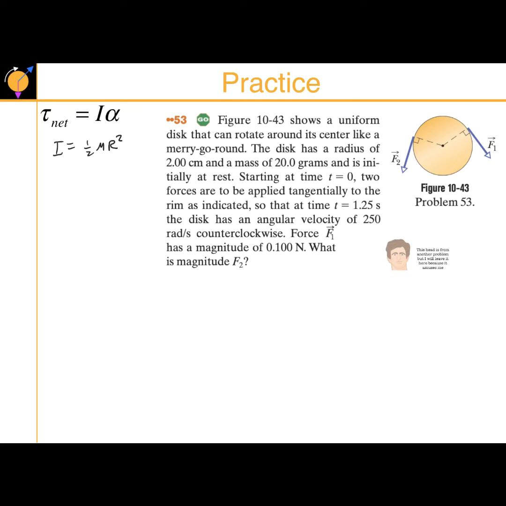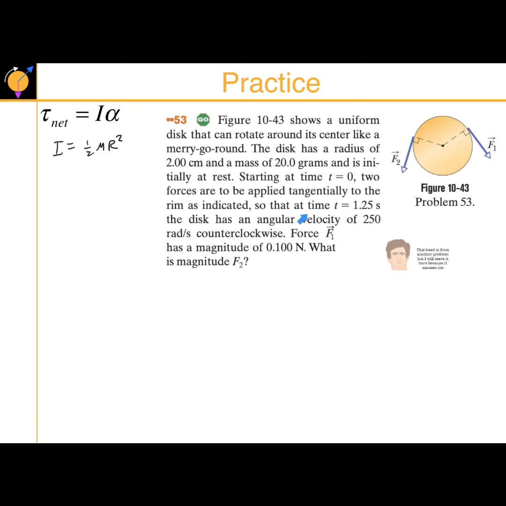Starting at time t equals 0, 2 forces are applied tangentially to it, so that at time 1.25 seconds, the disk has an angular velocity of 250 radians per second. So force 1 has a magnitude of 0.1 newtons. What is the magnitude of force 2? So we have 2 forces acting on this, and after 1.25 seconds, it's rotating at 250 radians per second. So it wants to find out what is the magnitude of F2 that makes this possible.